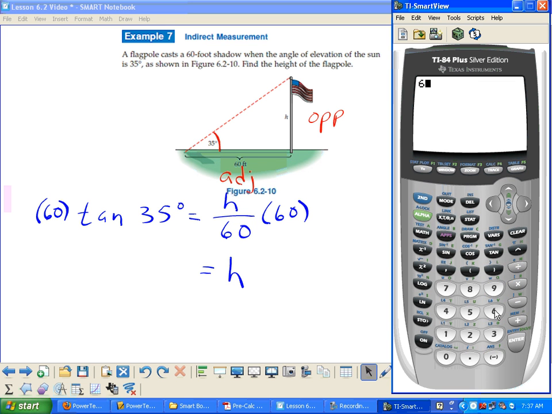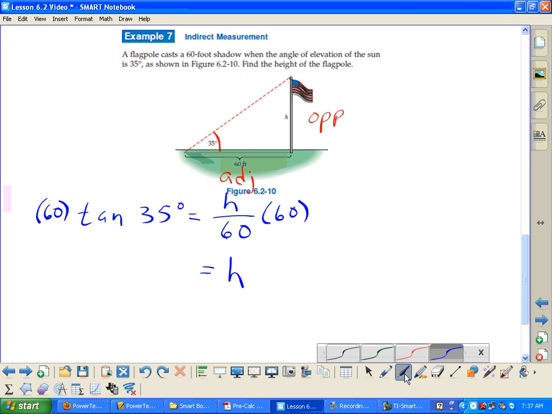And so 60 times the tangent of 35 is 42.01. So it's approximately 42.01 feet for the height of the flagpole. Let me write that a little bit better.